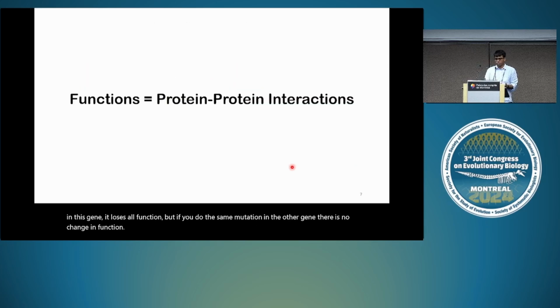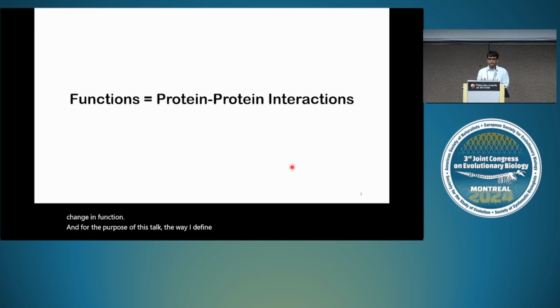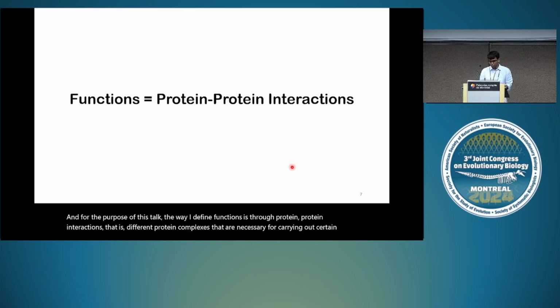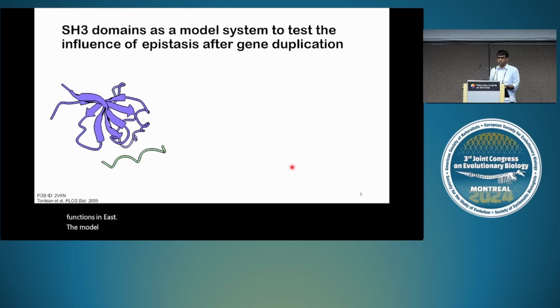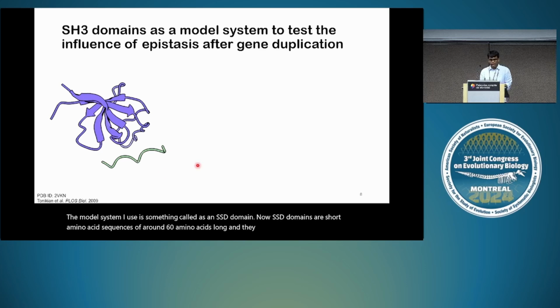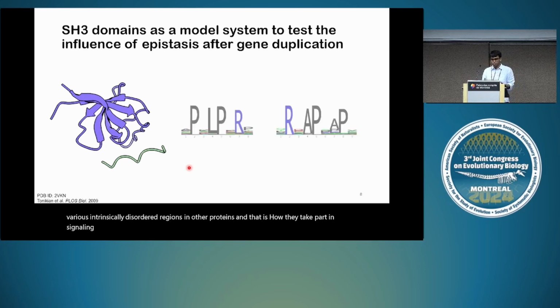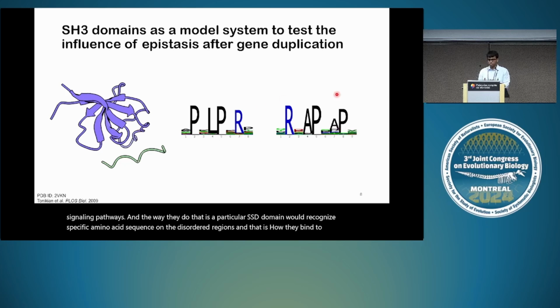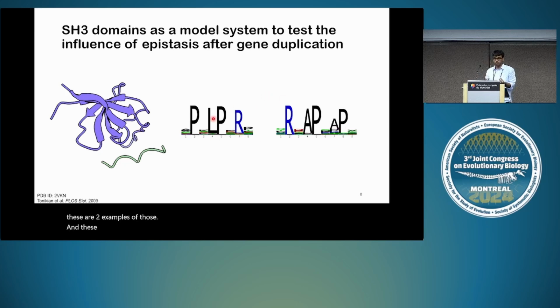And for the purposes of this talk, the way I define function is through protein-protein interactions, that is, different protein complexes that are necessary for carrying out certain functions in yeast. And the model system I use is something called an SH3 domain. Now, SH3 domains are short amino acid sequences of around 60 amino acids long, and they are well folded. They bind to various intrinsically disordered regions in other proteins, and that is how they take part in signaling pathways. A particular SH3 domain would recognize a specific amino acid sequence on the disordered regions, and that's how they bind to them. And these are two examples of those. And these large letters basically mean the positions that are quite important for binding.